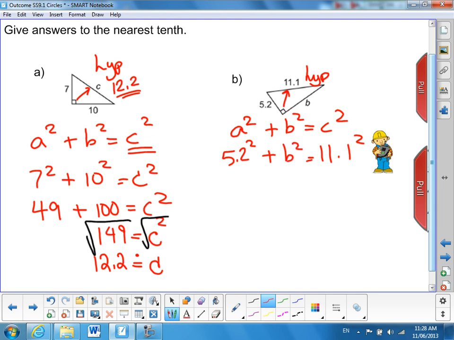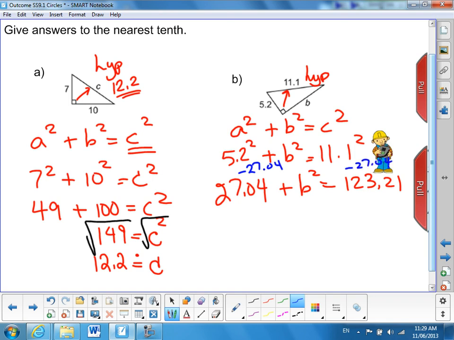If we're looking for one of the legs, we do one extra step. So 5.2 squared is 27.04. 5.2 squared plus b squared equals 11.1 squared, which is 123.21. So to solve this equation, I need to get the 27 to the other side.